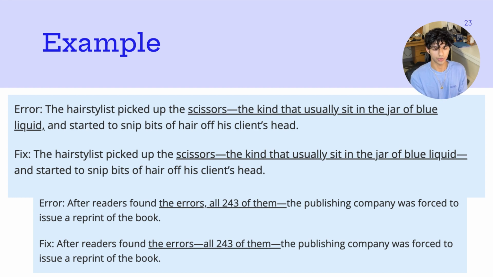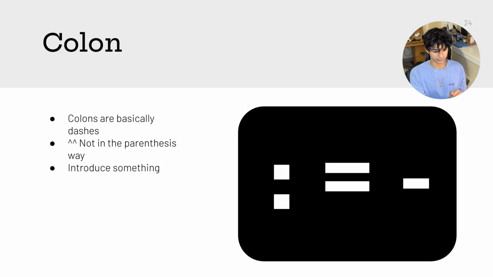So the reason why this is wrong is you need two dashes to match, exactly like you need two parentheses, an open one and a closed one. So you can't have a dash and a comma. Same thing with the second example, you need two dashes. And this is very similar to how you can just use two commas to cut out information that is extra details, which we will talk about a little bit later.